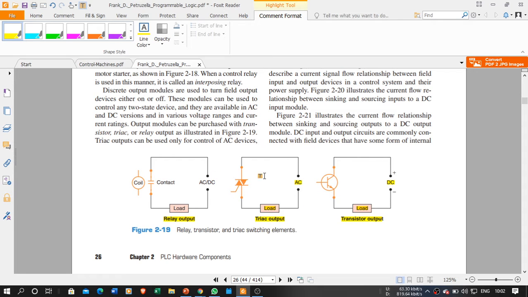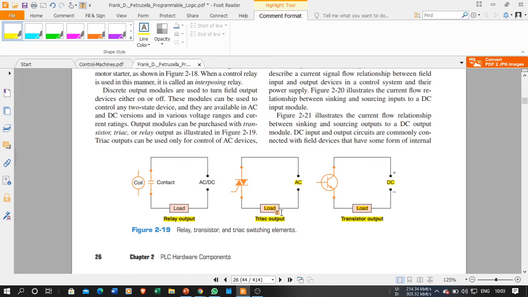So if it is the triac based output module, that can be used only for AC supply, for driving the AC load. If it is the transistor based output module, then it is used only for DC load. And if it is the relay based output module, that module may be used for AC as well as DC load. Okay, relay based output module जर तुम्ही select केला PLC with the relay based output module, you can control AC devices as well as DC devices with the PLC.